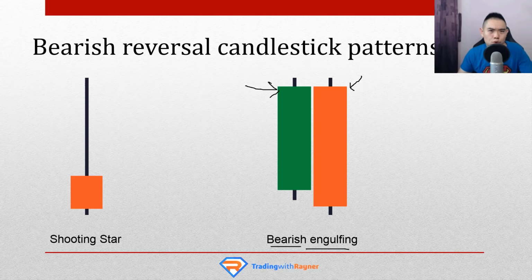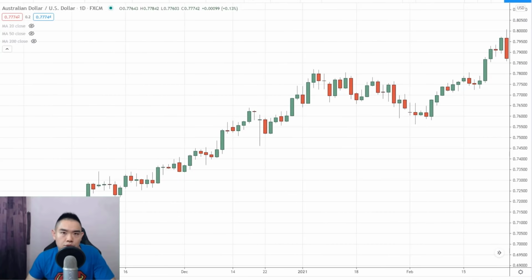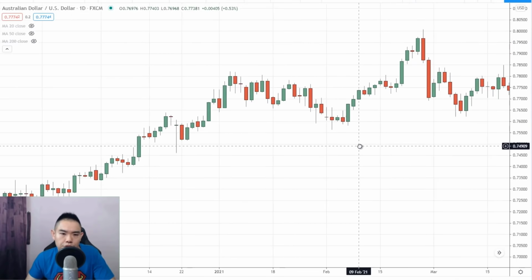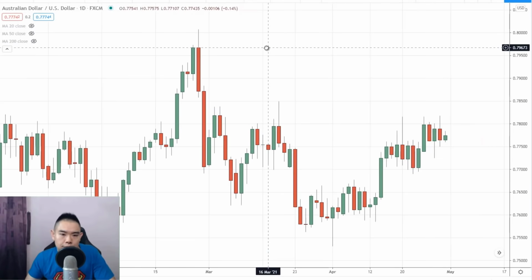Let me walk you through a few chart examples so you know how to actually spot a bullish engulfing pattern, a bearish engulfing pattern, and so on. You can see over here on this chart, Aussie against US dollar, this is what we call a bearish engulfing pattern. See how the body of this candle has engulfed the body of the previous candle. And if you look over here, this is what we call a hammer. Look at this candle over here. We can see the long wick at the bottom, rejecting these lower prices.